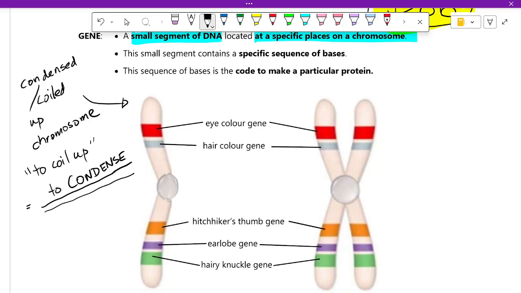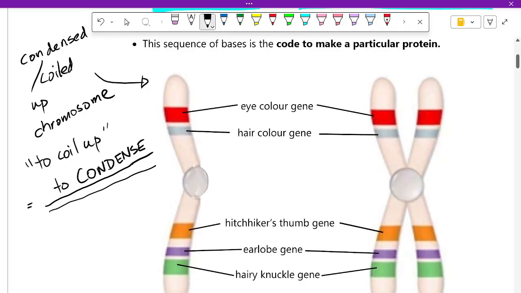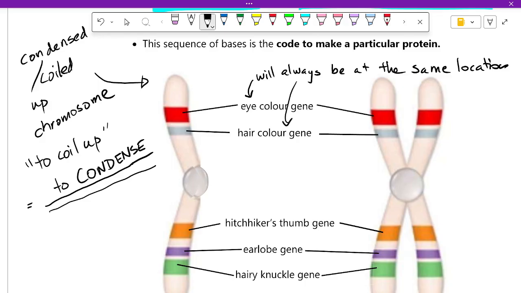Whenever you have this chromosome, the eye color gene will always be at the same location. And if you've got a hair color gene on that same chromosome, it will always be at the same location.